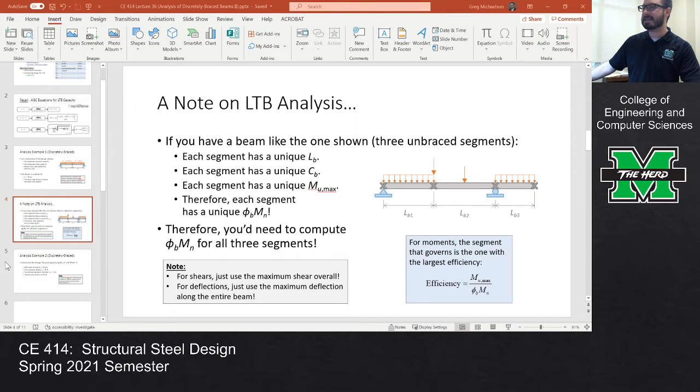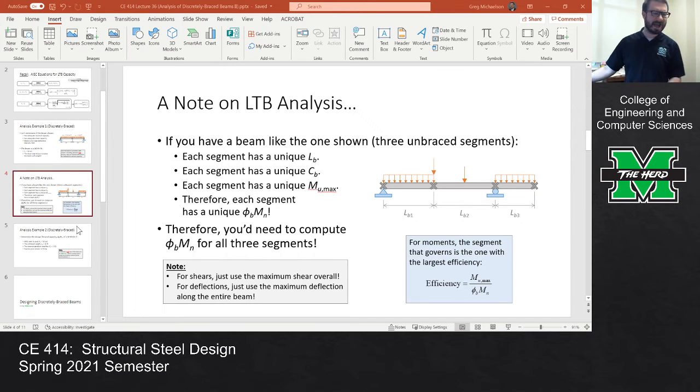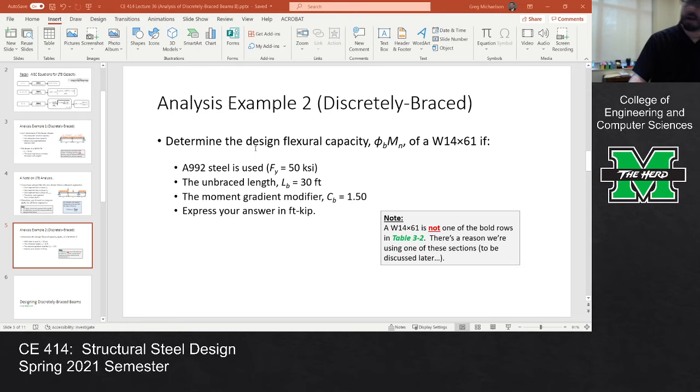Okay, our next example is a lot shorter. All we're doing is computing the phi Mn for a W14x61. A couple of things about this example. The unbraced length is 30 feet. I've given you the moment gradient modifier, the Cb value, it's 1.5. It's A992 steel, so Fy is 50 ksi.